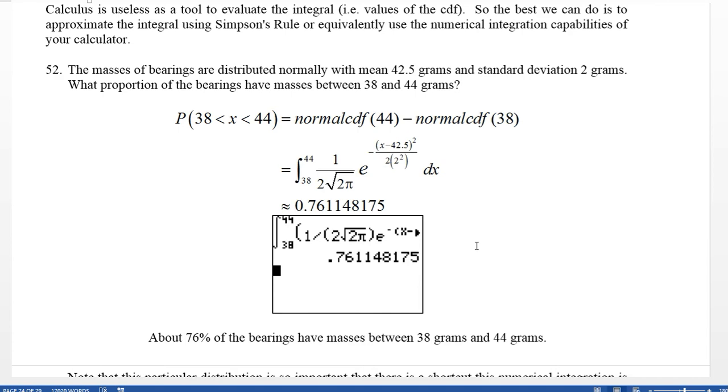So about 76% of the bearings fall within that range, or their masses fall between 38 and 44 grams. Or in other words, if I were to pick one at random, I would have about a 76% chance that it would fall in that range. Now, we're just doing the numerical integration is what we're doing. Now, this particular function, I just told you, is one of the most important functions in mathematics. It's actually so important that they've got a shortcut built into the calculator for this integration.